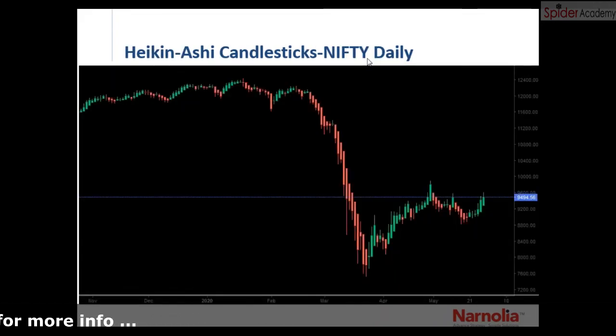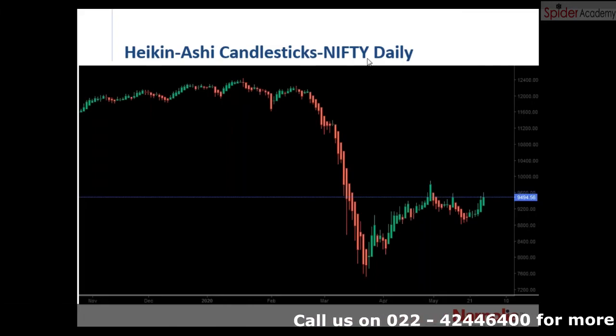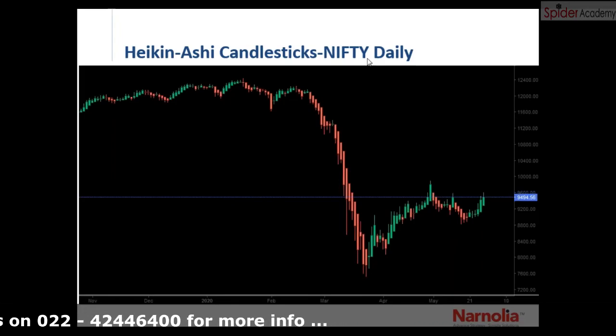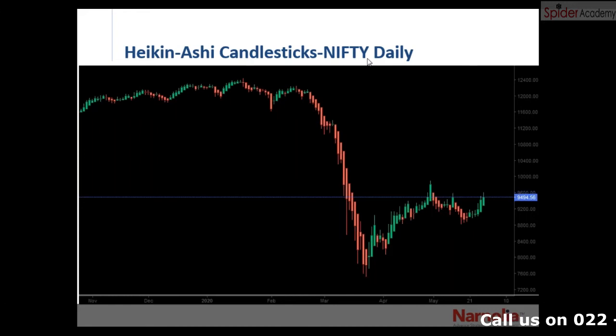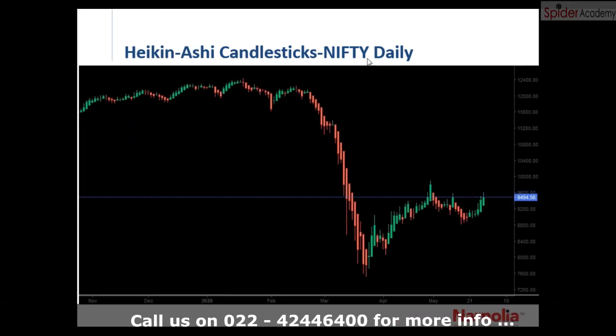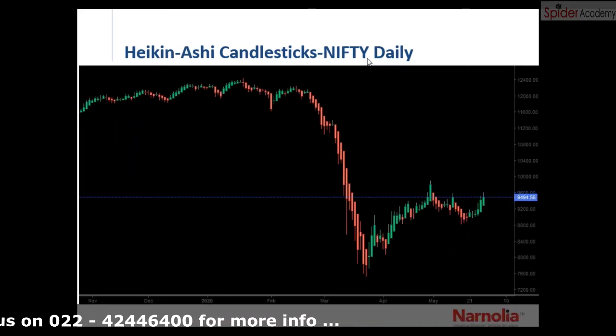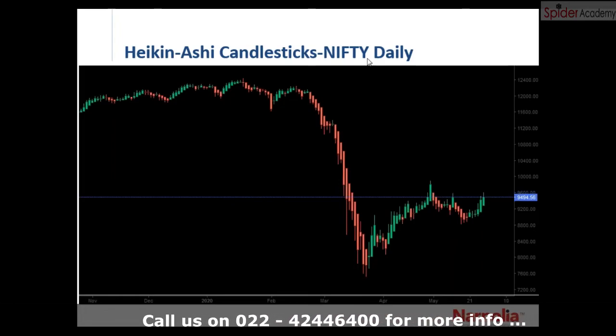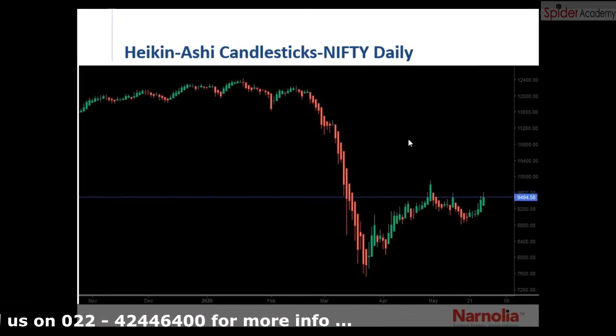This is an example of a Heikin chart. You can see this is a Nifty daily chart. When it was falling from 12,400, it was continuously red, and that red stopped somewhere around 7,600, and then again green, and then red. This becomes a little bit easier to see on the screen as compared to candlesticks. This is just an example of how the Heikin candlestick chart looks.